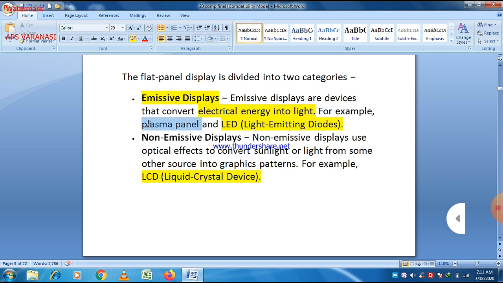So emissive display basically converts electric energy into light. And one more example of emissive display is plasma panel monitor. They are also very popular.